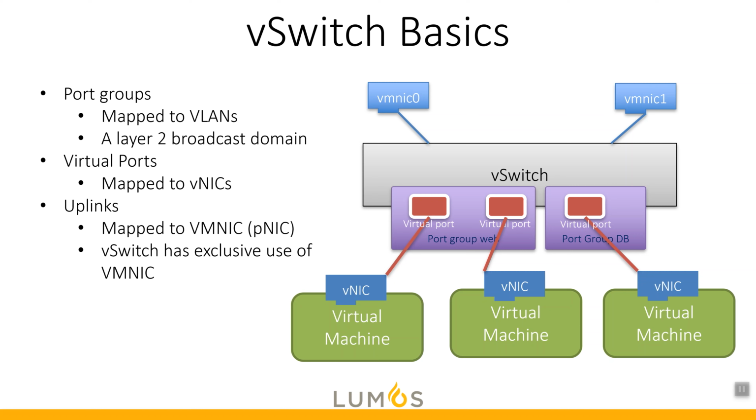The port groups are what we would call VLANs in the networking world, or they translate basically one-to-one to VLANs. Those are broadcast domains, very similar to VLANs. And the port groups have virtual ports, and the virtual ports get plugged into the VMs via their vNICs.